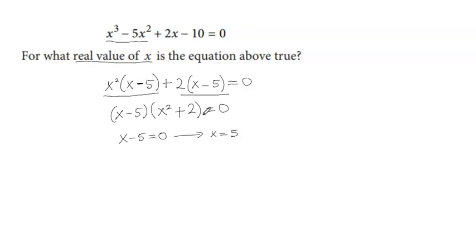And then for the second factor, we have x squared plus 2 equals 0. And this is going to look like this. x squared is equal to minus 2. This certainly won't give us a real value for x, right? So this is the one that we will choose, right? So when x is equal to 5, this is going to be giving us 0, and that's the only real value, all right?